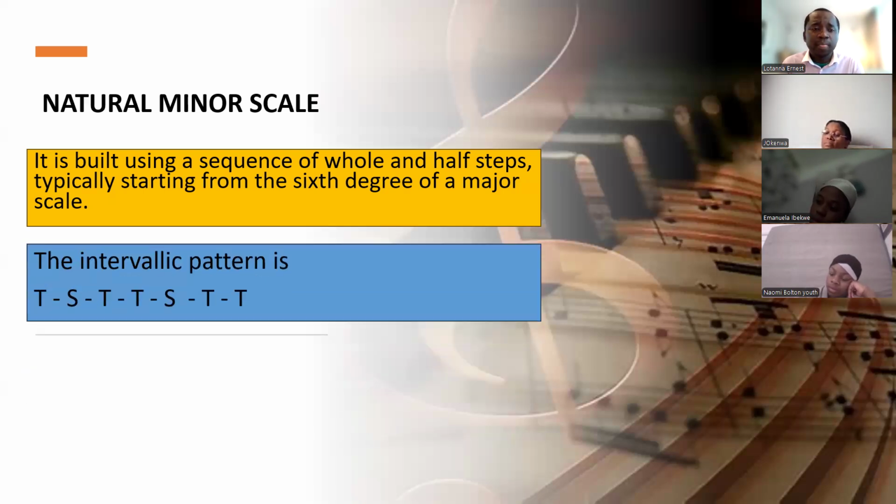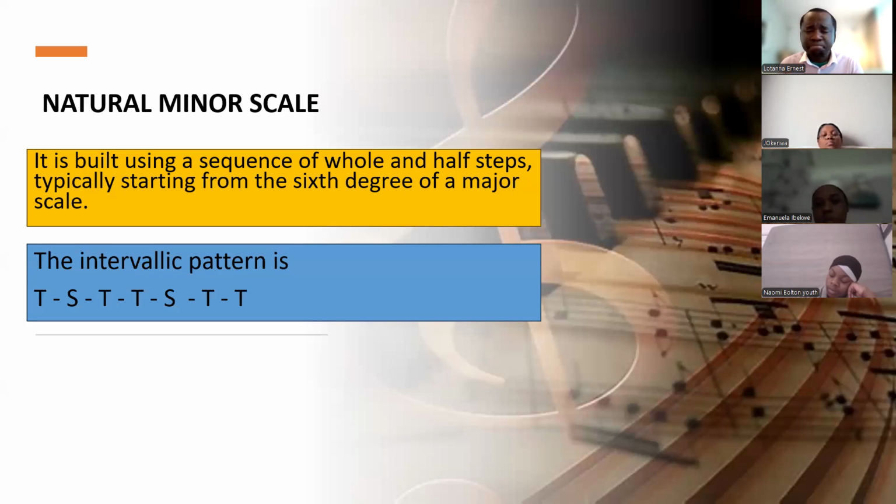Now, what's the intervallic pattern for natural minor? It's tone, semitone, tone, tone, semitone, tone, tone. All right. You remember major is tone, tone, semitone, tone, tone, tone, semitone. For natural minor, it's tone, semitone, tone, tone, semitone, tone, tone.